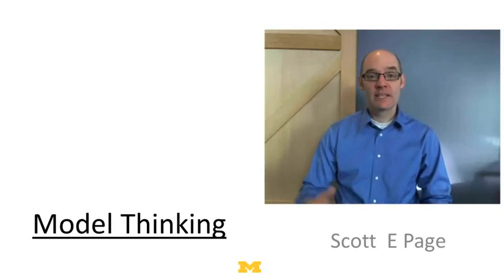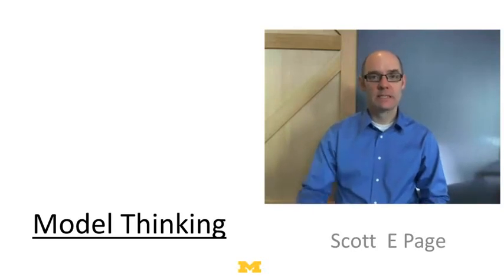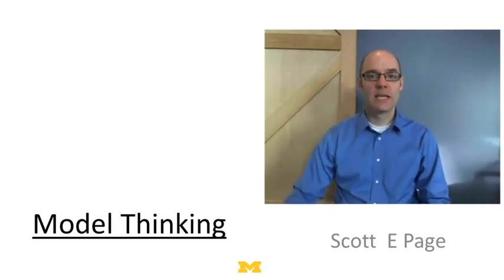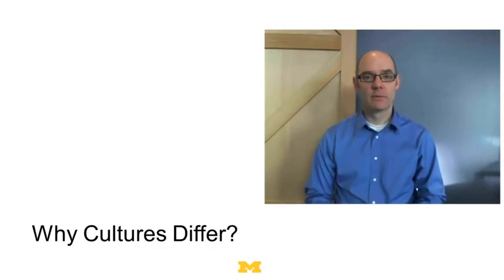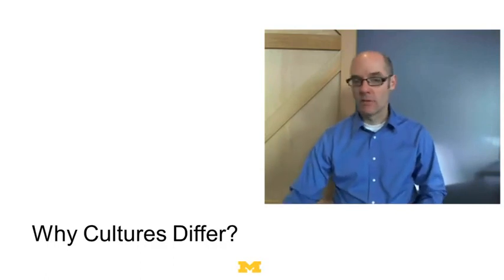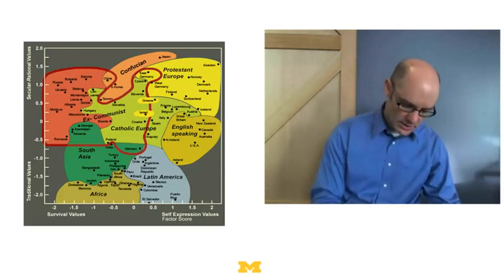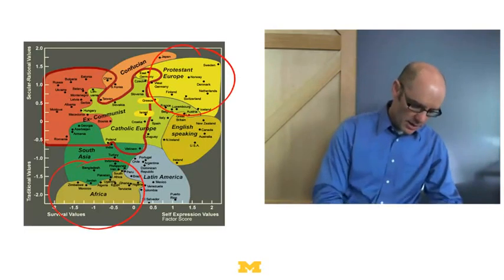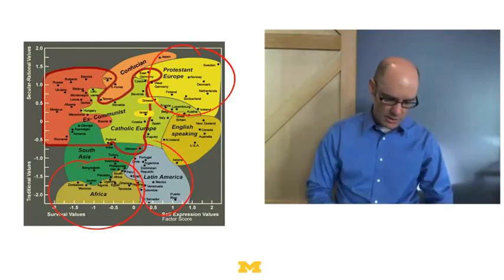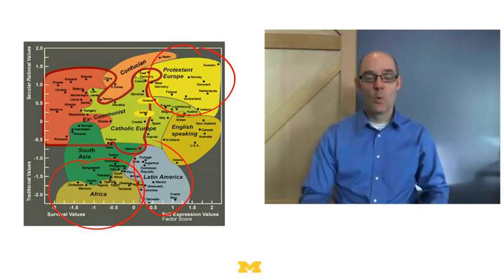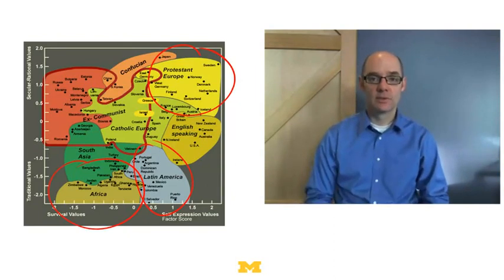Hi. In this lecture and the next one, I'm going to take on the question of why cultures differ and why we see consistency within those cultures. To understand why cultures differ, we're going to extend our pure coordination game to multiple games. We want to understand why we see Protestant Europe up here, Africa down here, Latin America down here, and so on. We want to understand why we see these differences across cultures.